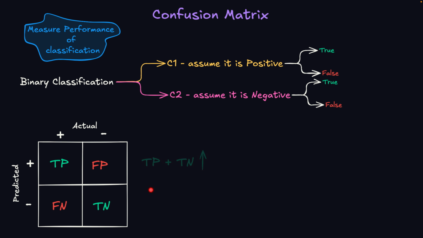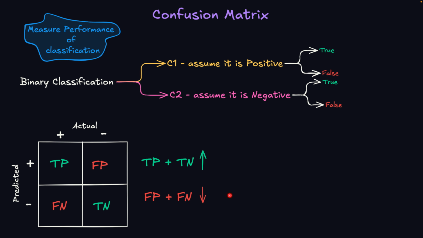Okay. And when we are developing a model, our aim is to increase the true positive and true negative, because that is the correct predictions, right? We want to maximize those two, and we want to minimize the false positive and false negative. So this will be the aim for any model that we will develop.